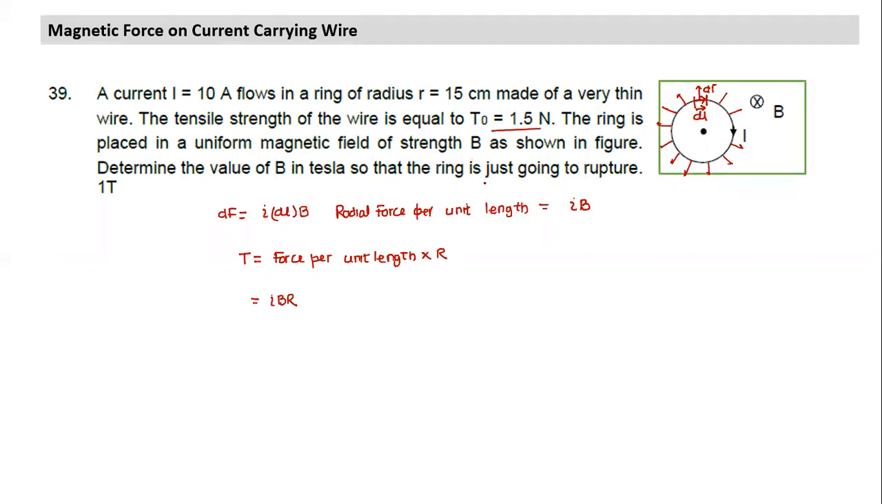What does just going to rupture mean? What is the condition for rupture? Maximum tensile strength. Yes, for rupture, the tension becomes equal to T naught, which is 1.5 Newton. So IBR, as B keeps increasing, the tension force will keep increasing. When it becomes equal to 1.5 Newton, it will rupture. That's the equation.